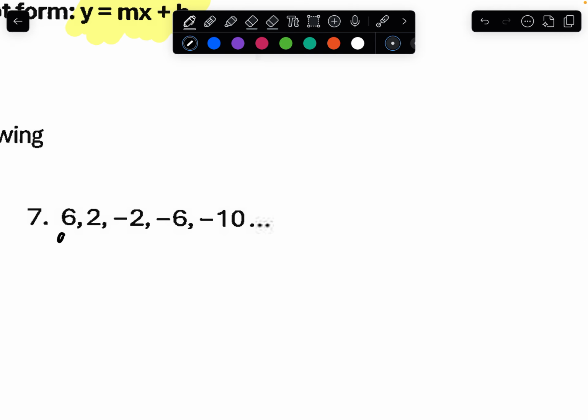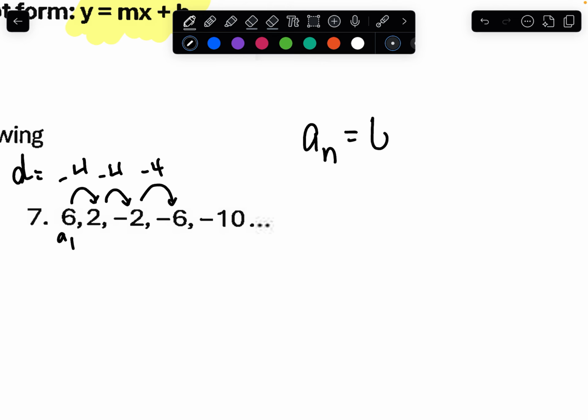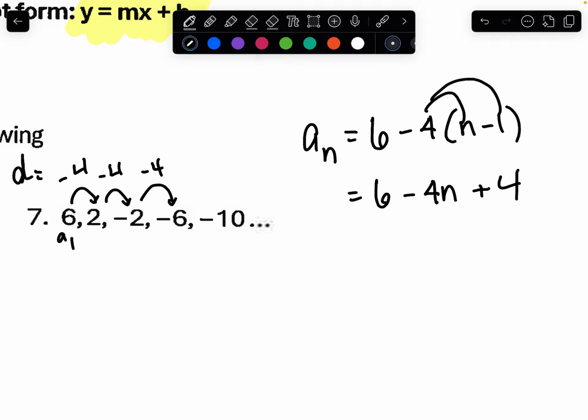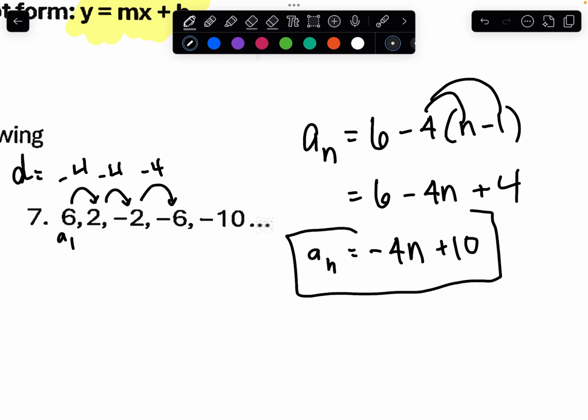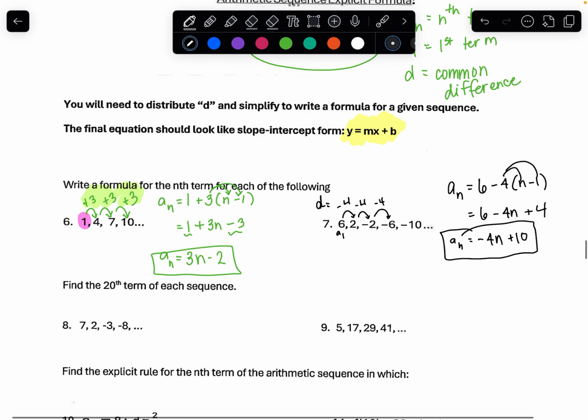So we have our first term, our common difference. We're subtracting 4 every single time. And so our d value is negative 4. So a sub n equals our first term plus our common difference. Well, adding negative 4 is just subtracting 4. I'm going to distribute in to get 6 minus 4n plus 4, and then combining my like terms to get my final answer. And then I'm going to bring down that a sub n to complete my equation, my explicit formula.